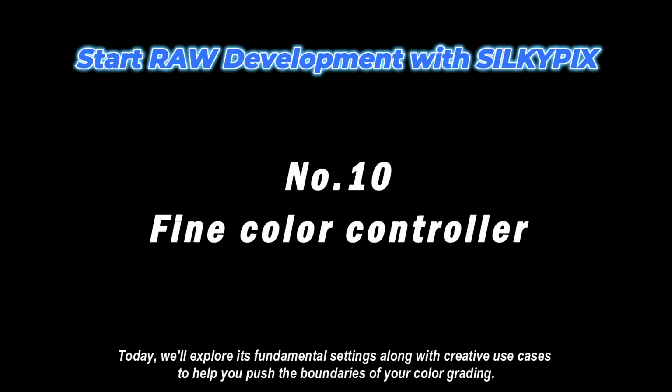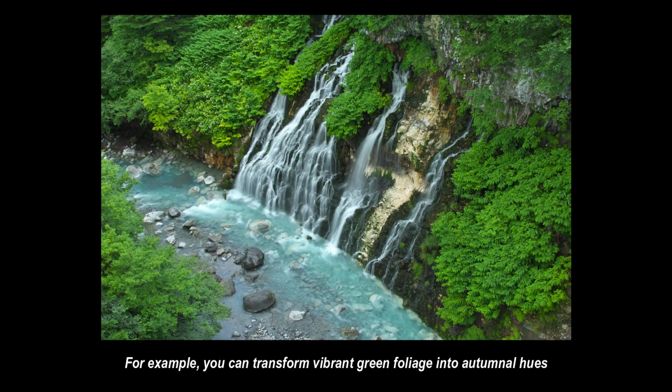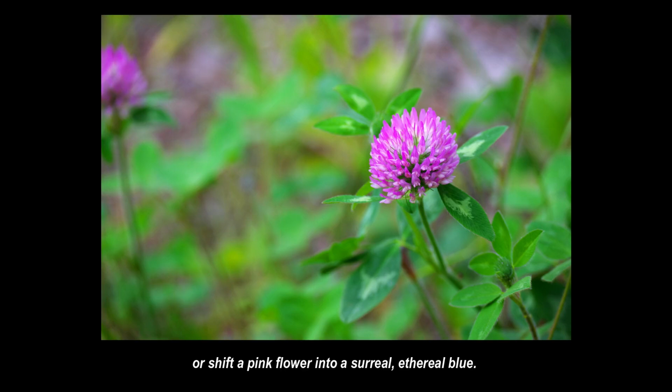Today we'll explore its fundamental settings along with creative use cases to help you push the boundaries of your color grading. The defining strength of this feature lies in its ability to isolate specific color gamuts and provide independent control over saturation, hue, and even lightness. For example, you can transform vibrant green foliage into autumnal hues or shift a pink flower into a surreal, ethereal blue.